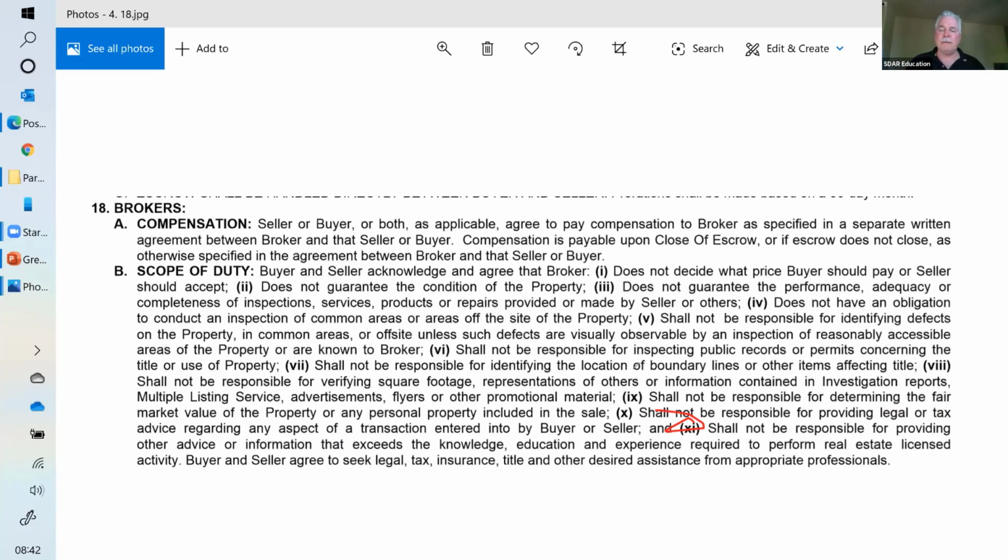brokers shall not be responsible for providing other advice or information that exceeds the knowledge, education, and experience required to perform real estate license activity. I don't care if you're brand new in the business or you've been in the business for 40 years, you are only held to the standard of what it took to get your license, okay? And believe me, when I got my license, the rules were very different than they are today, but that is all I'm held accountable for, unless I step outside of my authority.